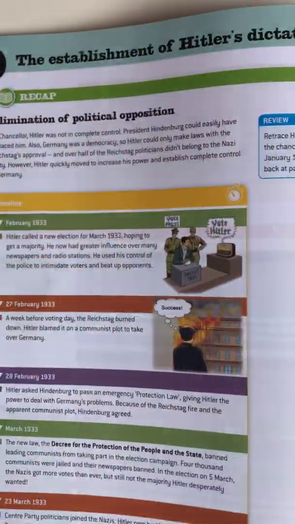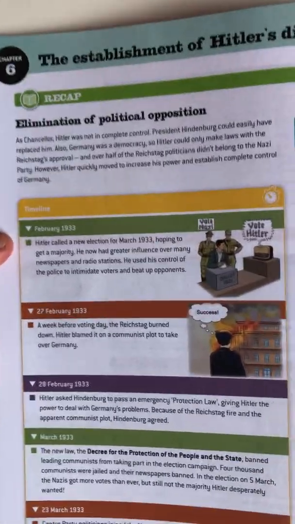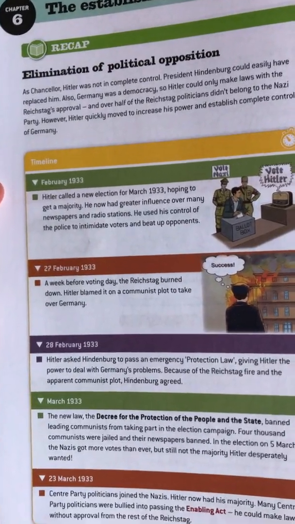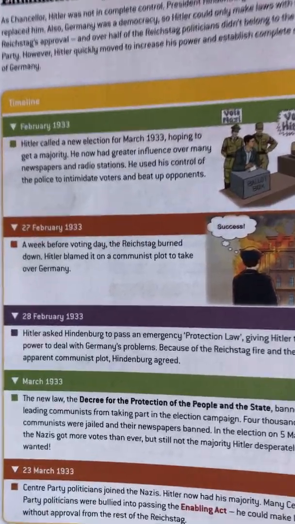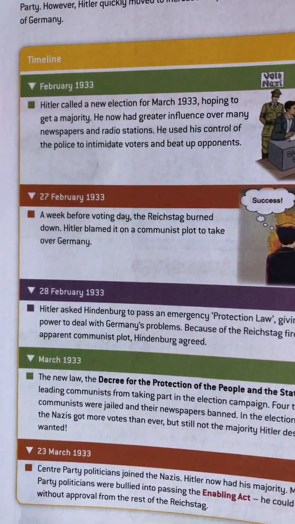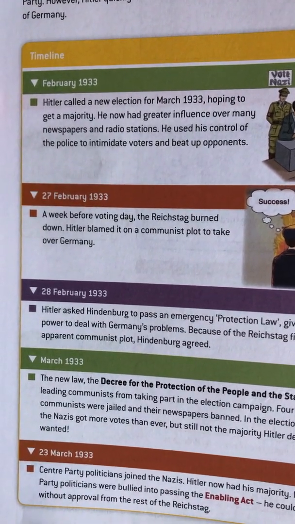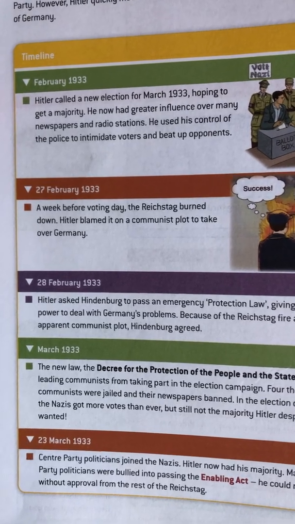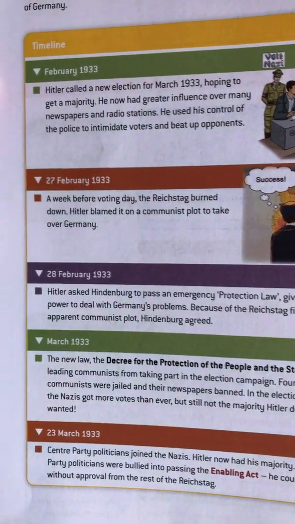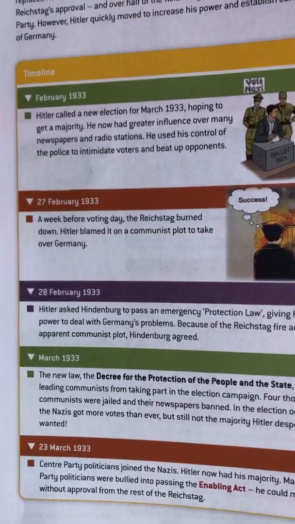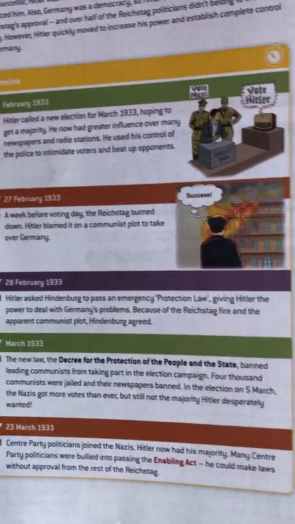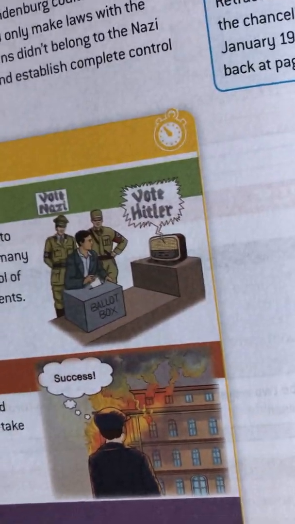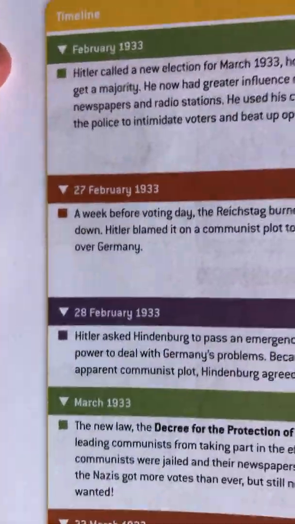So, how did Hitler manage to go from being the elected Chancellor on the 30th of January 1933 to making himself dictator? So, in February 1933, Hitler called for a new election. The election took place in March, and he hoped he'd get a majority now that he had greater influence. So he was able to control newspapers and radio stations. He was able to use the police to intimidate voters. So we can see here, you've got the police at the voting booth, and you've got the radio campaign telling you to vote for Hitler.